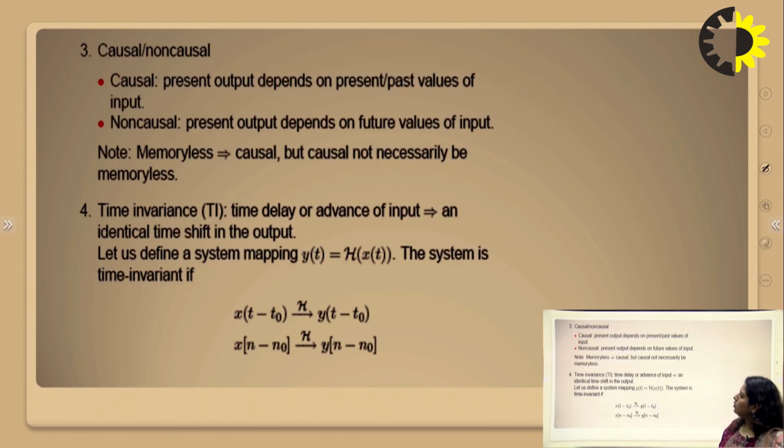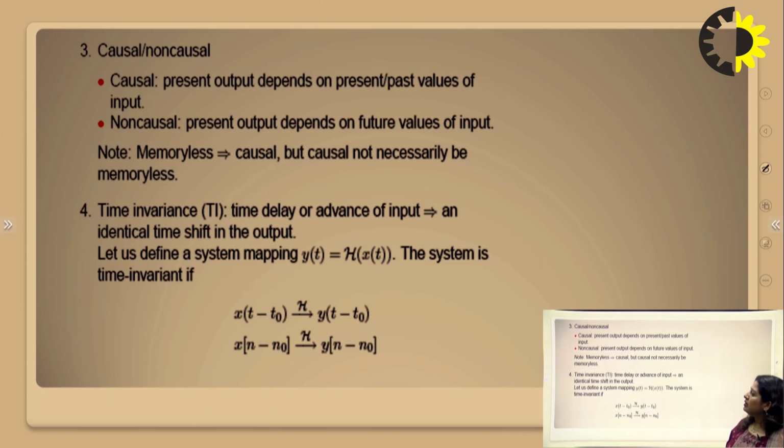Then we have causal and non-causal. Causal are those systems in which the output depends on the present and past values of the input, and in non-causal, the present output depends on the future values of the input. If it depends on the present and future values of the input, then it is also non-causal in nature.